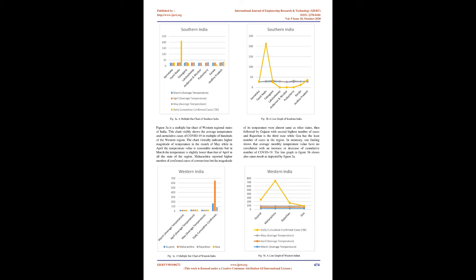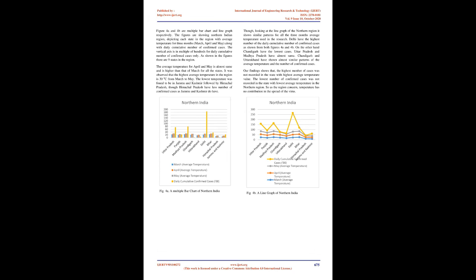This may be attributed to many factors including, but not limited to, adherence to the government restriction of movement and advice from health personnel, such as washing hands with sanitizer and social distancing. Our findings revealed that there is no significant relationship between temperature and the confirmed number of cases for coronavirus. Fig 2a: a multiple bar chart of southern India.